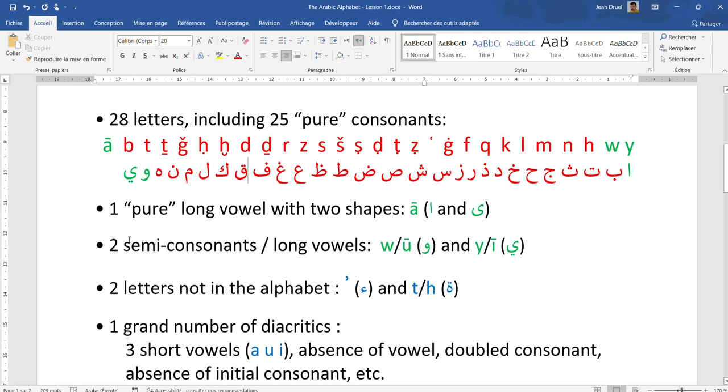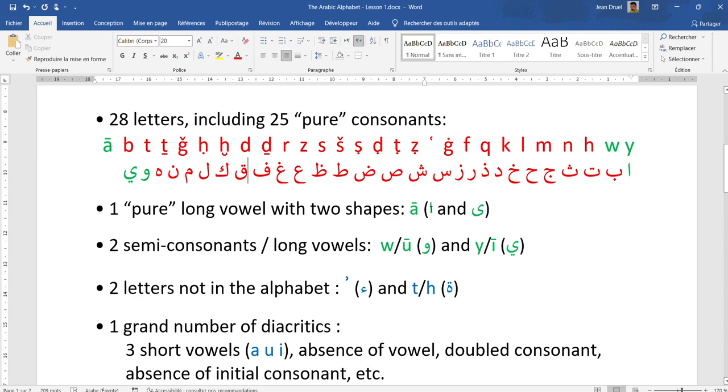Then you have 2 more semi-consonants or long vowels. This one, which is either a W or a long U, and that one, which is either a Y or a long E. And you find them at the end here and at the end here of the alphabet. So we have 25 pure consonants, 3 long vowels.